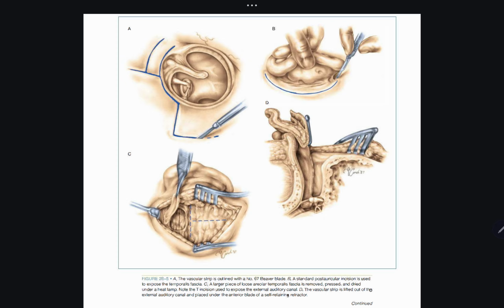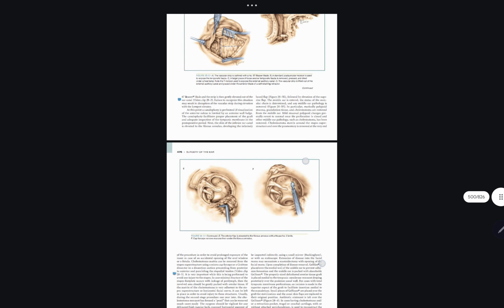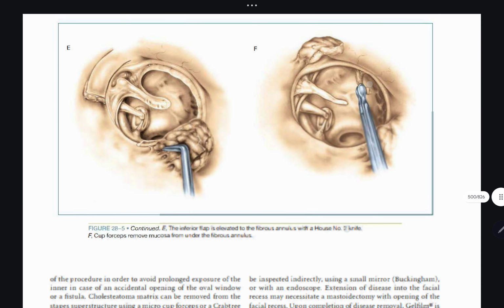D. The vascular strip is lifted out of the external auditory canal and placed under the anterior blade of the self-retaining retractor. Continued. E. The inferior flap is elevated into the fibrous annulus with a House number 2 knife. F. Cup forceps remove mucosa from under the fibrous annulus.